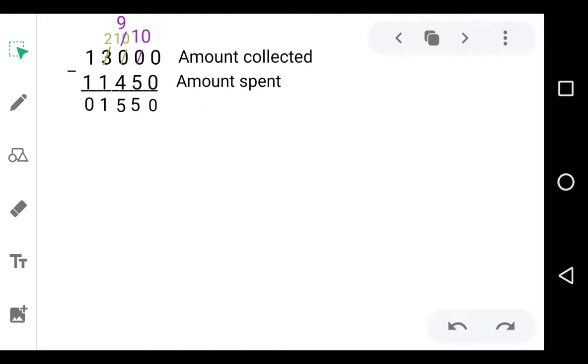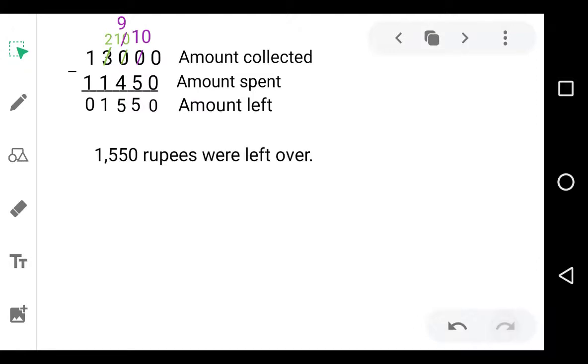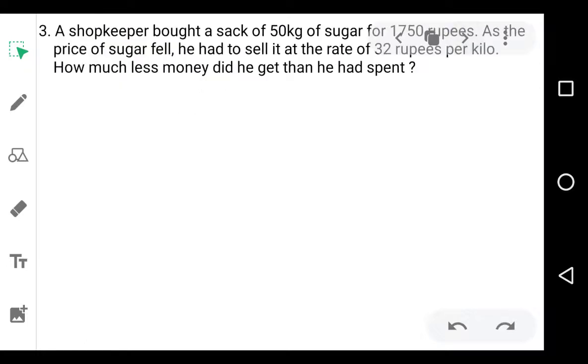We get 1,550. So the remaining amount is 1,550. How much amount left? 1,550 rupees were left over. Now see the next one. Next question, question number 3.